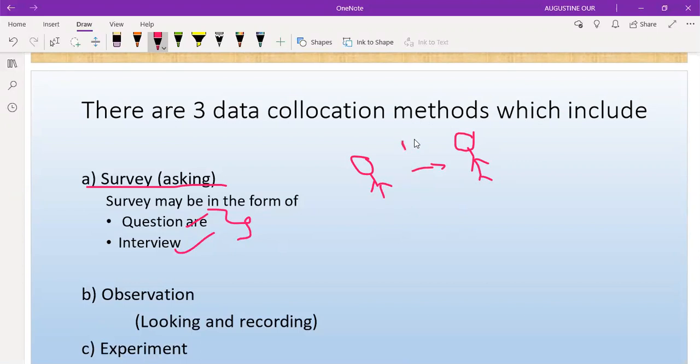Sometimes you give them a paper. If you give them a paper to answer, that is called using a questionnaire. Sometimes you ask them directly, and that is called an interview. That's it. Let's continue to the next thing, observation.